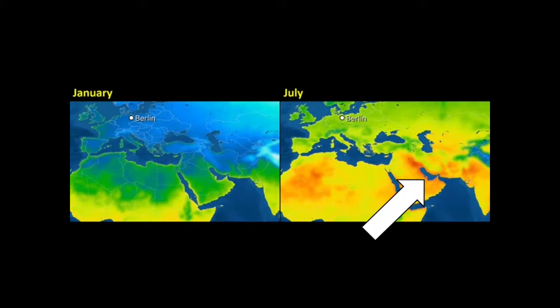Now, there is an exception. That exception would be the Persian Gulf. You can see the Persian Gulf gets extremely hot during the summertime. It really doesn't do a good job of cooling the nearby areas. Why is that? It's because it's so shallow. It's a very shallow water body.